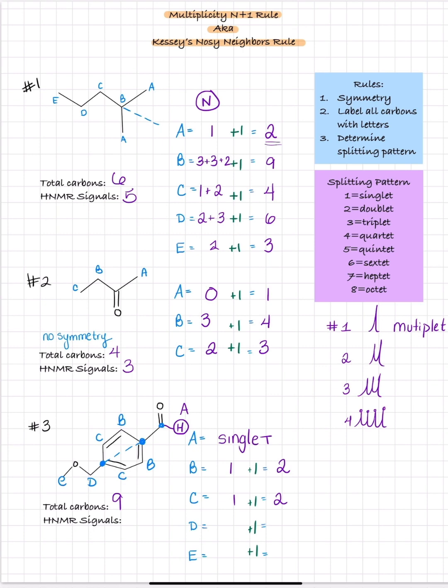D is next to a carbon that has 0 and an oxygen. We can't do anything with that oxygen, so D is pretty much by itself. So that's going to be 0 plus 1 equals 1. So that's your singlet. And for E, same idea. E has no neighbors because there's not a carbon that has hydrogens on them. So therefore, that is going to be 0 plus 1 is equal to 1.